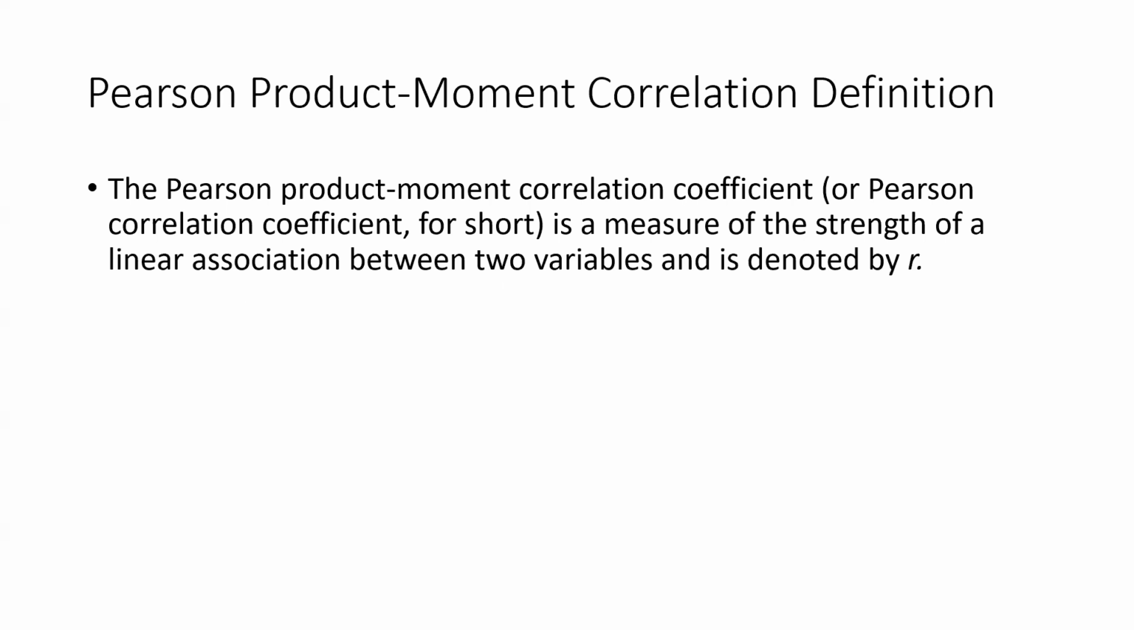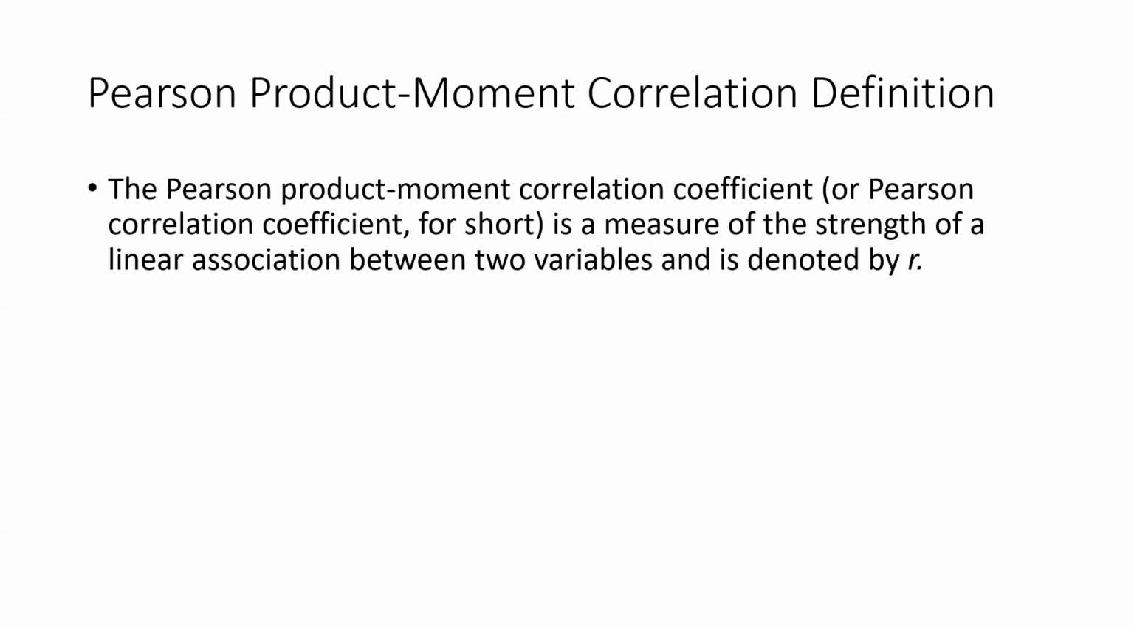So, first, a bit about the definition of the Pearson product moment correlation. The Pearson product moment correlation coefficient, or Pearson correlation coefficient for short, is a measure of the strength of a linear association between two variables and is denoted by r.